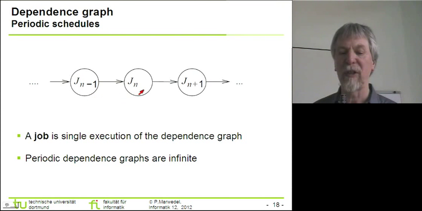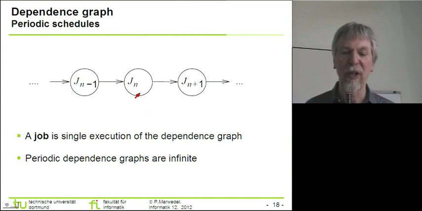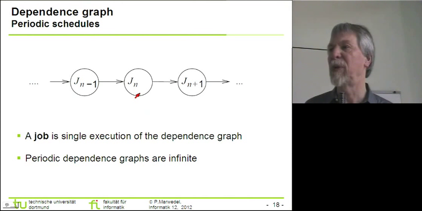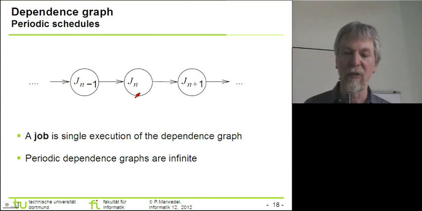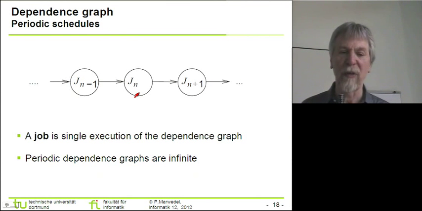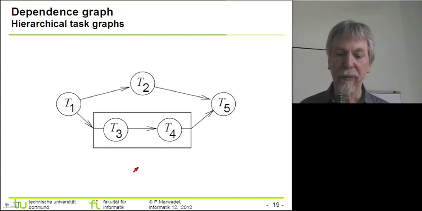In these infinite dependence graphs, we have particular instances of computations, and each of these instances would be called a job. We need to do the same computation again and again, and if we explicitly indicate each execution, we would then arrive at infinite dependence graphs. So these periodic dependence graphs would be infinite.